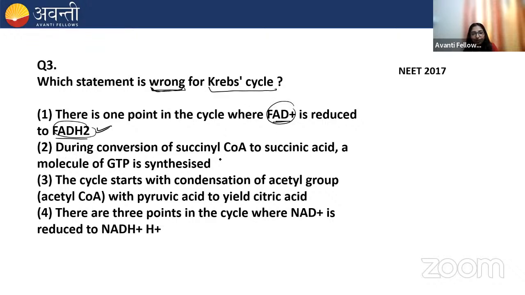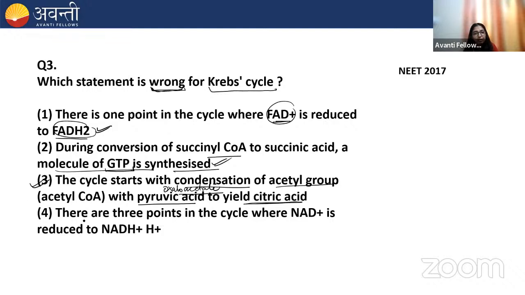Number 2 says during conversion of succinyl-CoA to succinic acid, a molecule of GTP is synthesized. Yes, GTP is synthesized, and this step is known as substrate level phosphorylation. Number 3 says the cycle starts with condensation of acetyl-CoA. Yes, it starts with condensation of acetyl-CoA, but with pyruvic acid? No, beta, not with pyruvic acid. It's with oxaloacetic acid, or oxaloacetate, to yield citric acid. So this is wrong, and it is the correct option, because they're asking for the wrong statement.